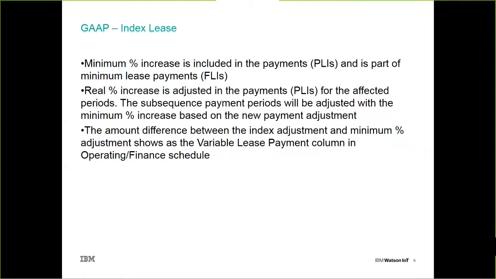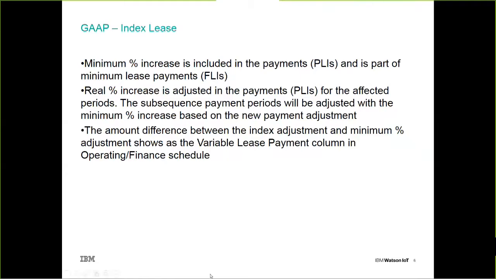So the last point would be that the amount difference between the index adjustment and the minimum percent adjustment will show as the variable lease payment column in the operating finance schedule.